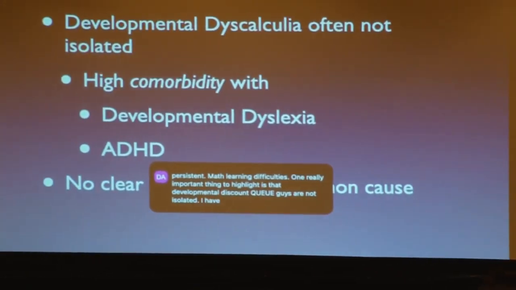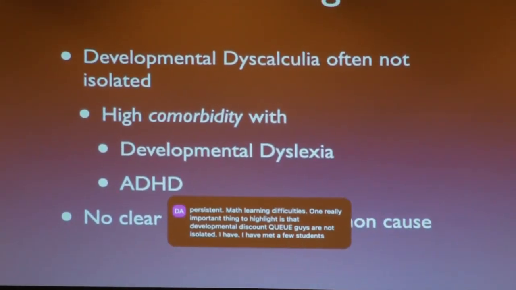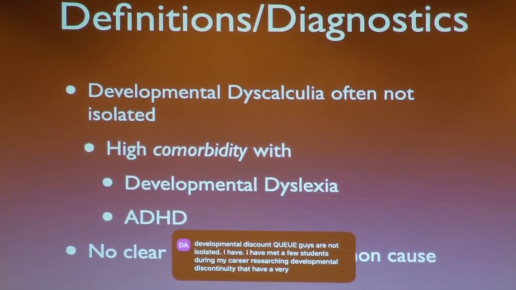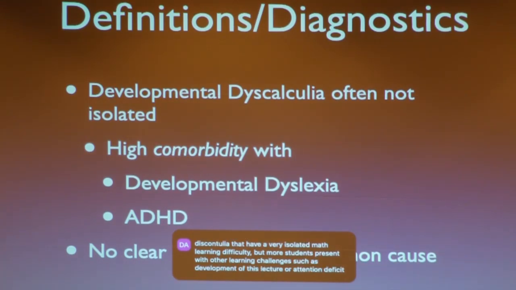One really important thing to highlight is that developmental dyscalculia is often not isolated. I have met a few students during my career researching developmental dyscalculia that have a very isolated math learning difficulty, but most students present with other learning challenges, such as developmental dyslexia or attention deficit hyperactivity disorder. While there is so much co-occurrence of these learning difficulties, at present we do not yet understand what might be a common cause, if there is indeed a common cause. That is yet to be determined. Researchers haven't yet found a common cause. That doesn't mean that there is one.